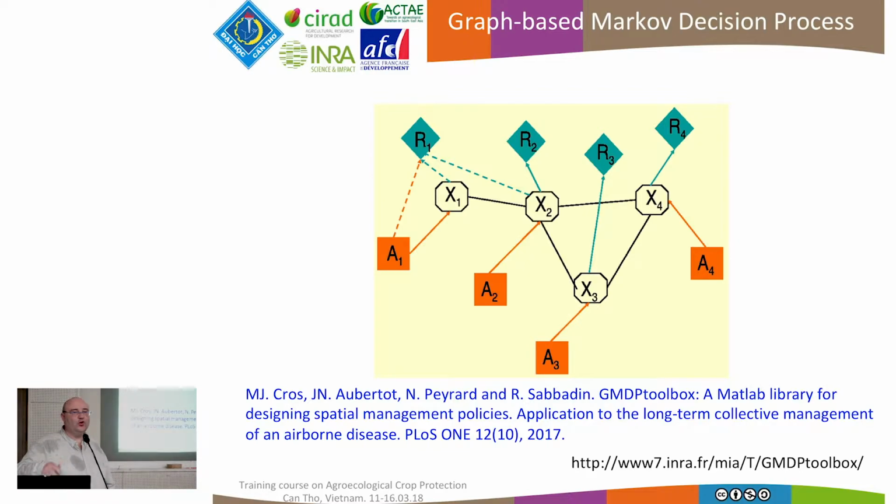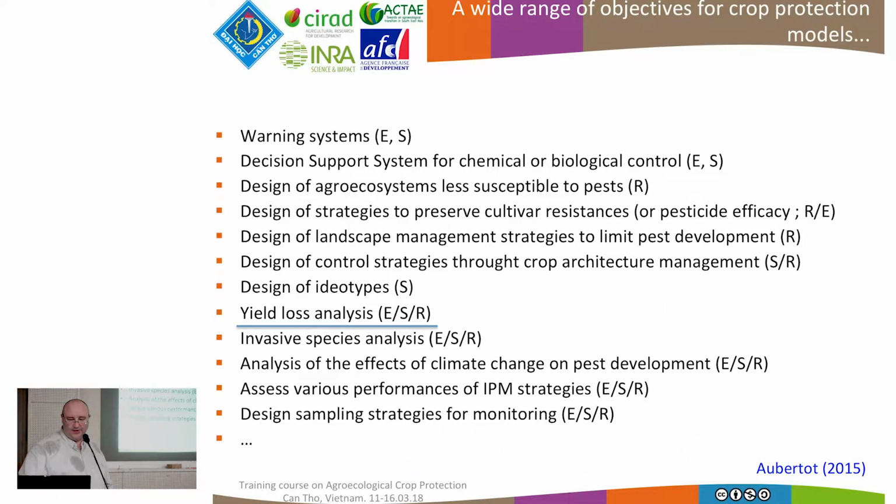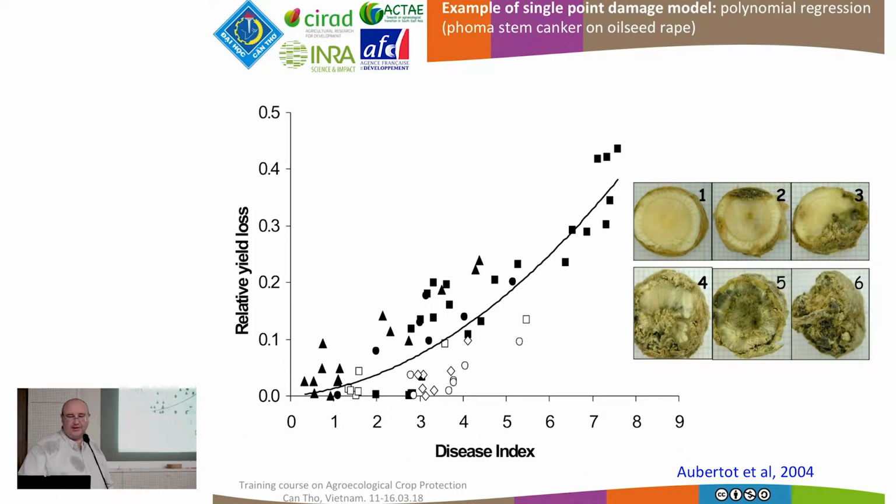For this talk, we don't go into technical details, so I think it's better to show another type of example. This is a much simpler model. If you need to analyze what is called yield losses, you can design this damage function. A damage function is the link between a severity or a symptom and the yield loss caused by these symptoms.